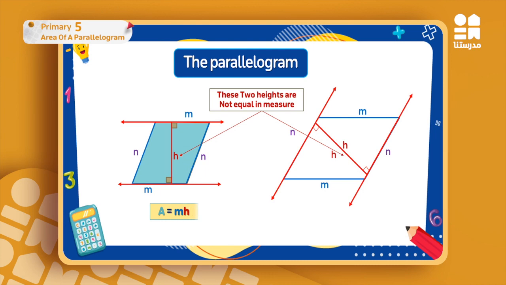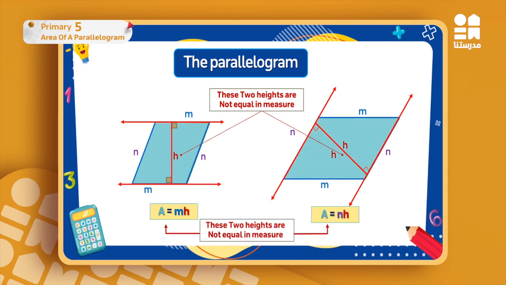So as you see, the blue part inside, this is the area. So here the area is M times H, and here the area will be N times H. Okay? As we see, the height in the first figure is bigger than the height of the second figure, and the base of the first figure, which is M, is smaller than the base of the second figure, which is N.